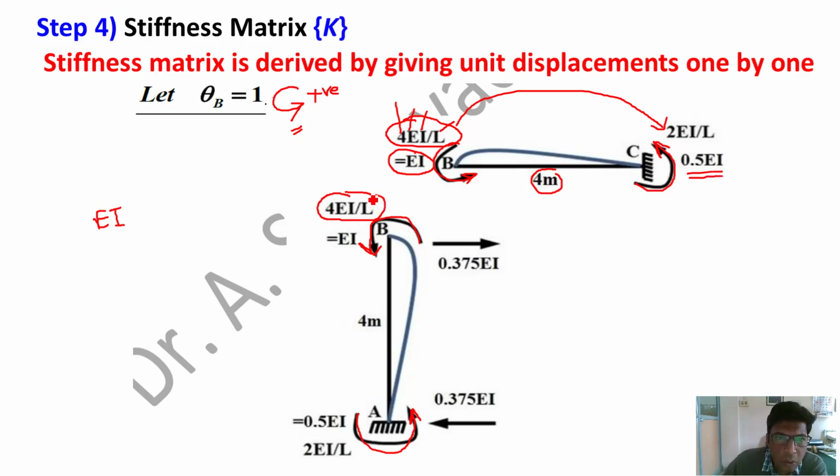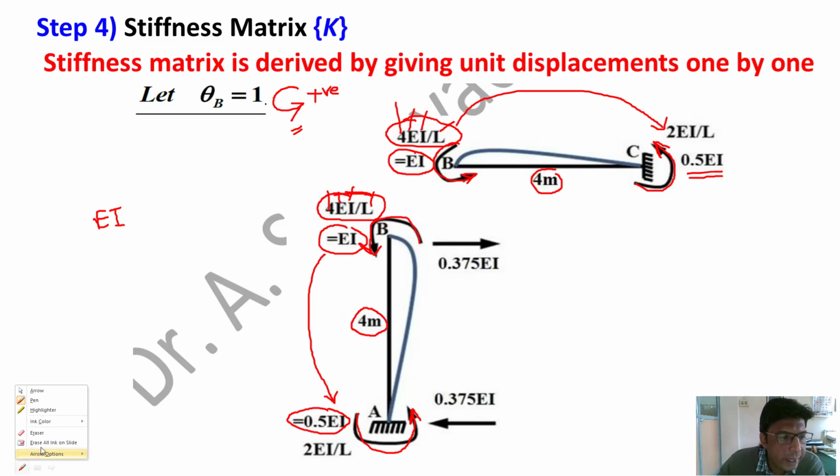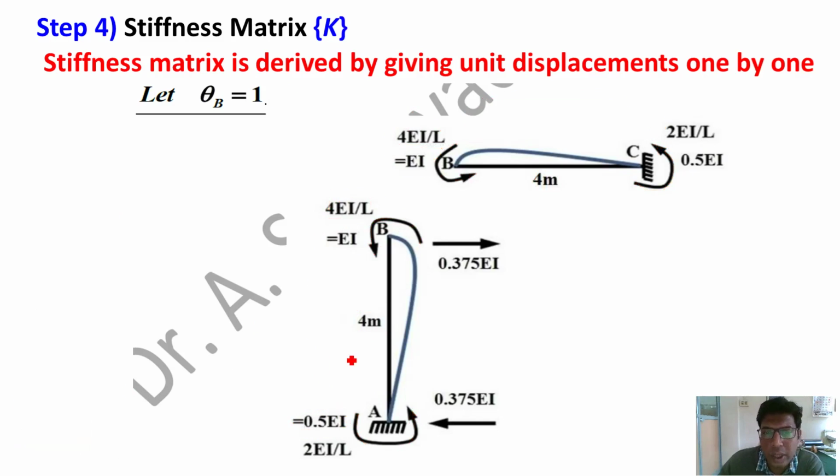Similarly, 4 EI by L in the column. L is again equal to 4 in the column also. So 4 into E into I divided by 4. It is again 1 EI at point B. Half of that, that is 2 EI by L at A, that is 0.5 EI. Okay. So these are the moments required to rotate joint B in anti-clockwise sense by unit rotation.